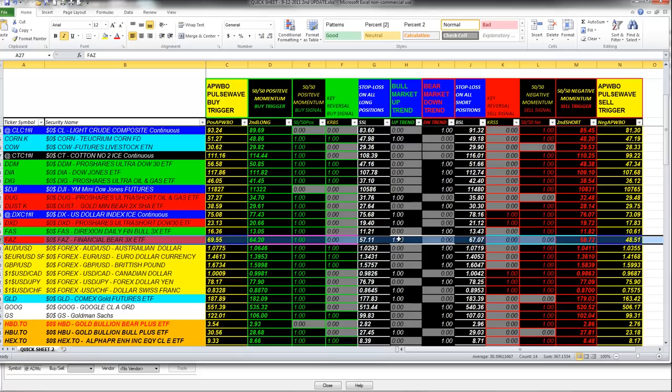As you can see, looking at this one, if you're looking to trade this one, you would notice that you're in a bull market. Okay, it's in an uptrend. It has a 1 here in column H. The next thing you're going to note is that you have a buy signal here. Your buy trigger price to enter this market is at 64.20.